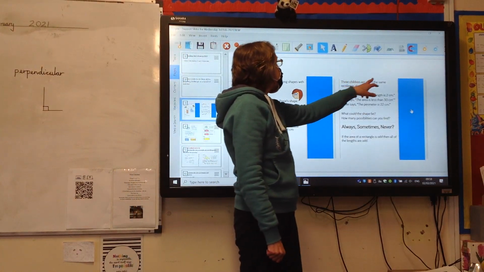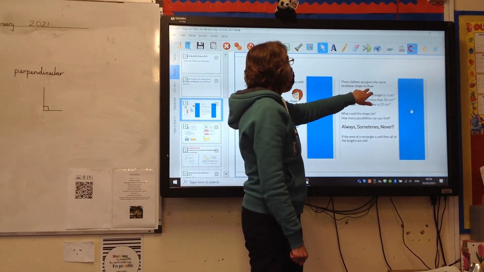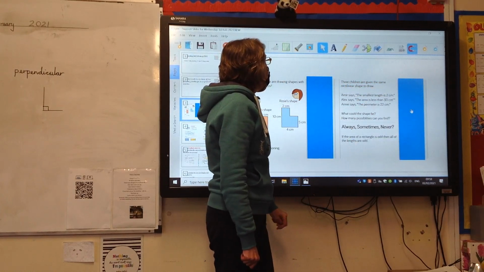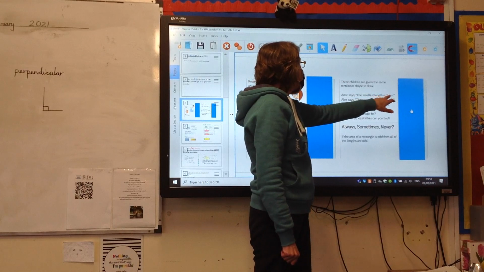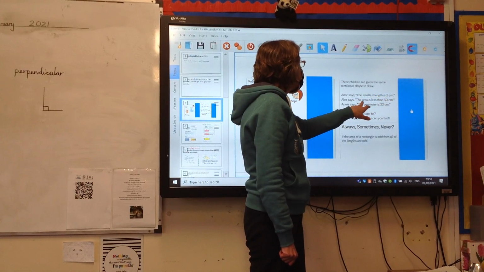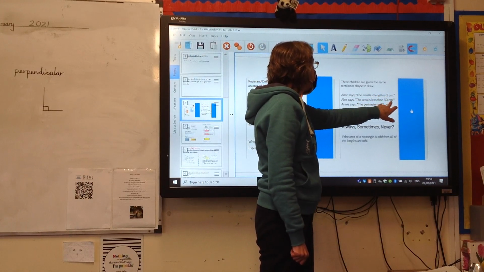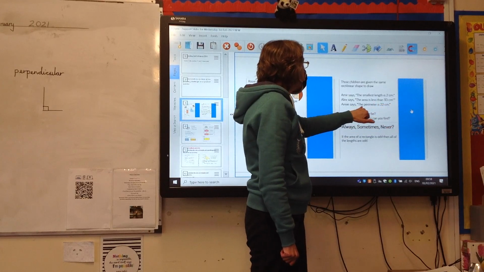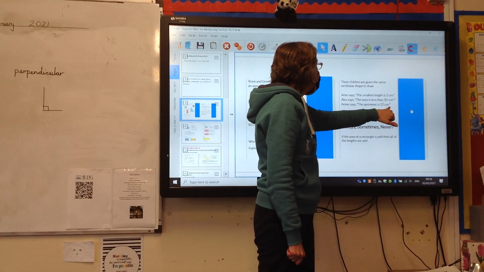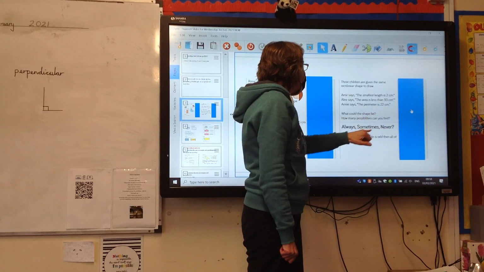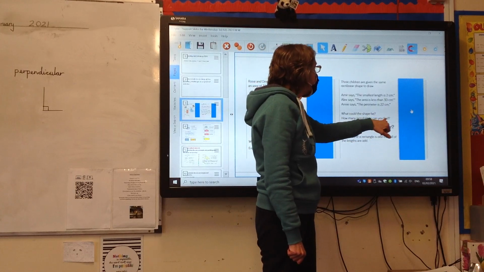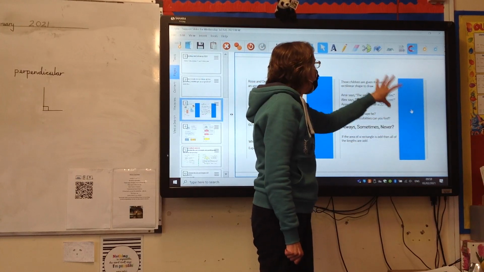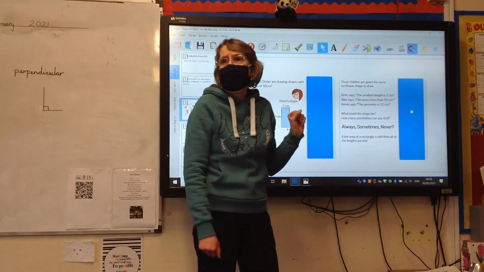3 children are given the same rectilinear shape to draw. Amir says the smallest length is 2 centimetres. Alex says the area is less than 30 centimetres squared. Annie says the perimeter is 22 centimetres. What could the shape be? How many possibilities can we find? For that one, you just need to do trial and error.